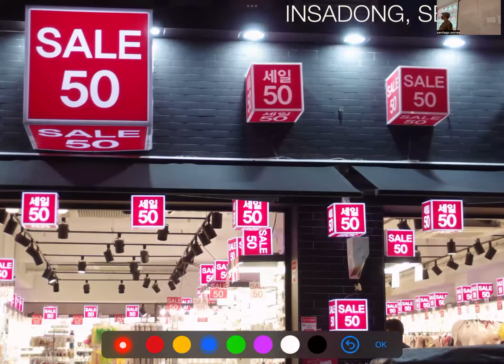Let's start with this. This is Sadong. This is sales. I think we all like sales. But you know, this is the paradox, right, of saving, right? What is the paradox?